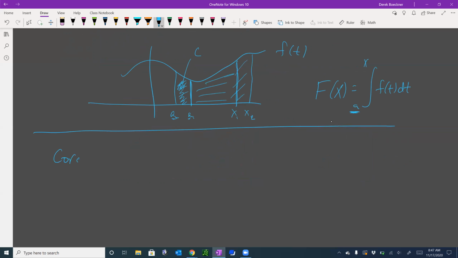So sort of a corollary. If f is differentiable over a less than or equal to x less than or equal to b, then f of b minus f of a is equal to the integral from a to b of f prime of t dt.